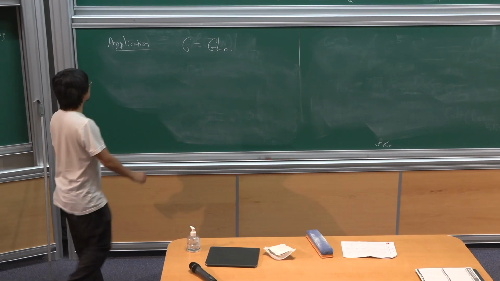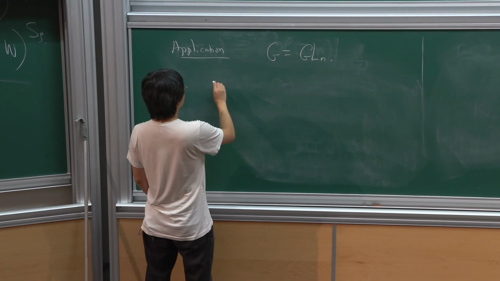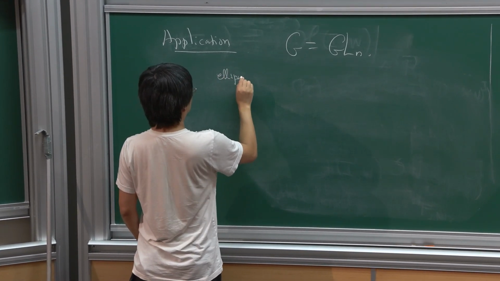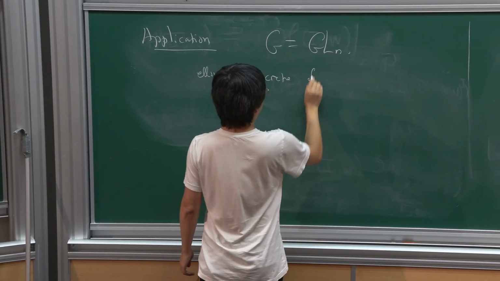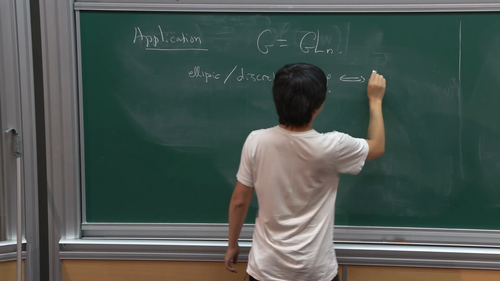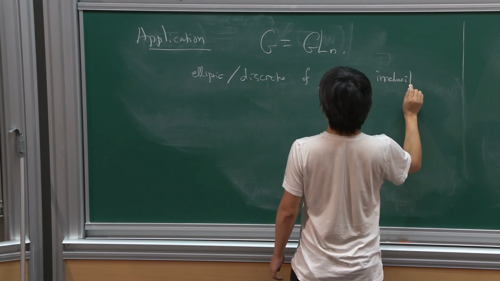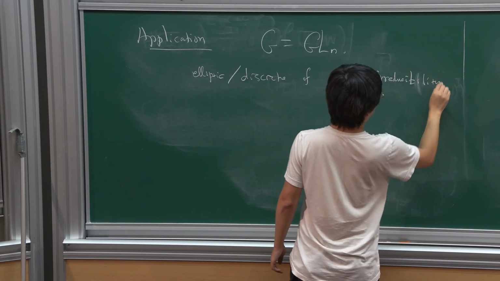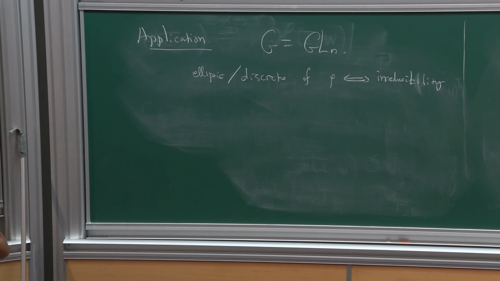Okay, so then you just localize this at the, in this case, elliptic or discrete of rho is equivalent to irreducibility. Irreducible. Okay, irreducibility. Because the centralizer of a representation in GL_n is always connected.